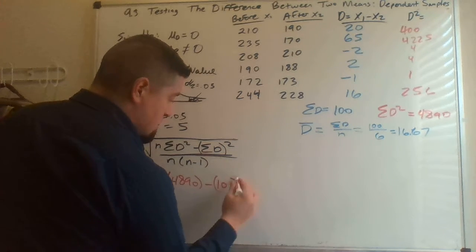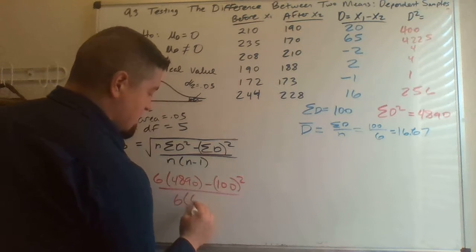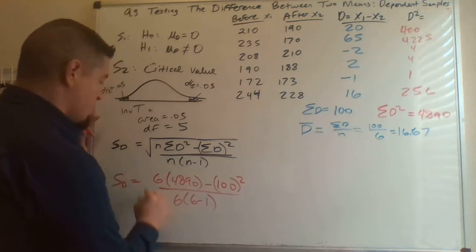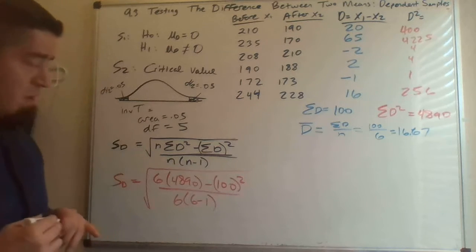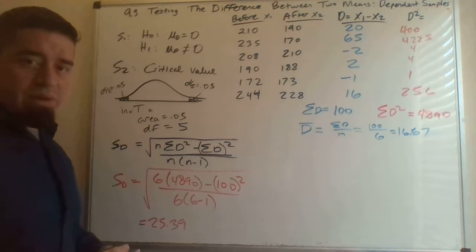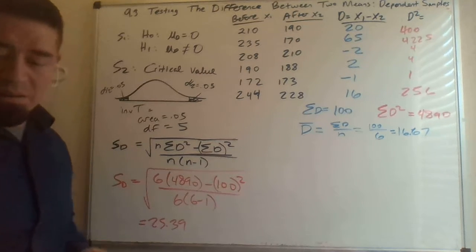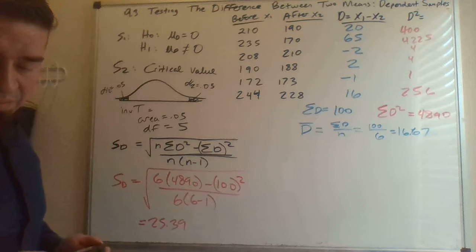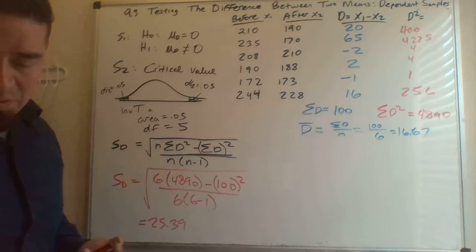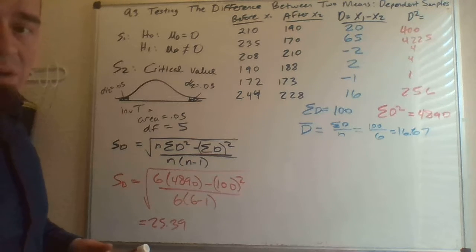100 squared over 6, or n times 6 minus 1, all that under a square root. Input that into your calculator and you'll get an answer. Okay, so after inputting, I end up with 25.39 into the calculator. So with the standard deviation of the differences, I can now use this to calculate our t-test, which I will write up.